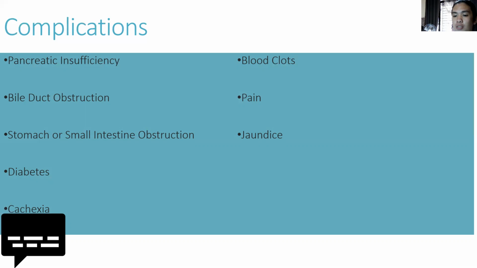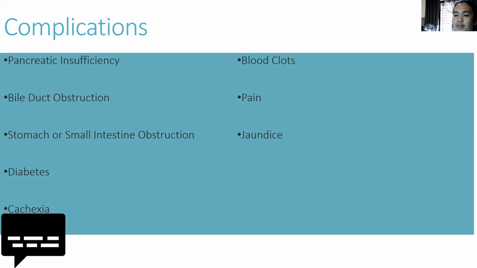The stomach or small intestine obstruction. An obstruction caused by the growing tumor may occur either in the area where the contents of the stomach pass into the small intestine or in the first part of the small intestine. If this occurs, a stent can be placed to keep these areas open, or instead, surgery can be done to bypass the obstruction.